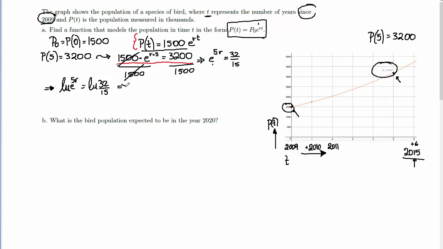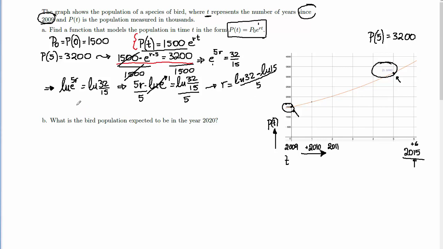We use now the power rule in order to bring the 5r down, and we have 5r times ln of e equals ln of 32 over 15. ln of e is equal to 1. So if we divide both sides by 5, then we know that r is equal to ln of 32 minus ln of 15, I apply here the quotient rule, divided by 5.